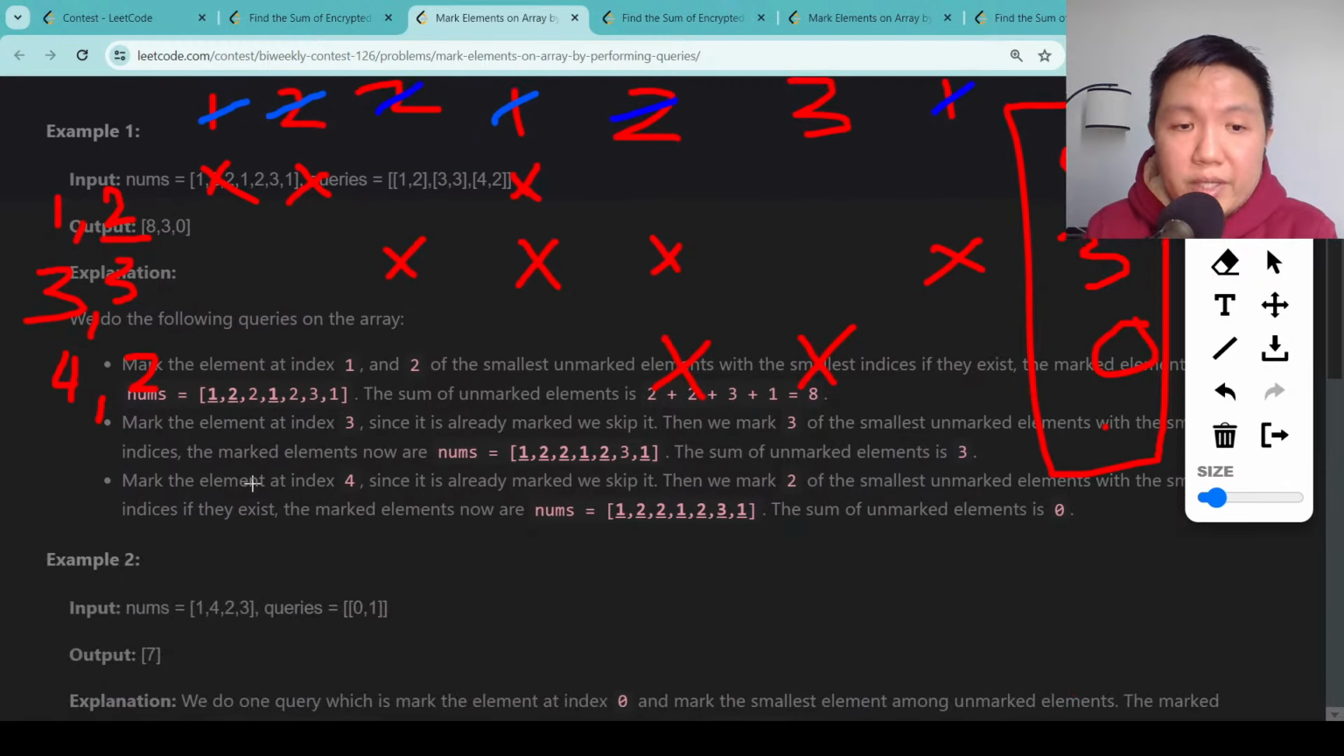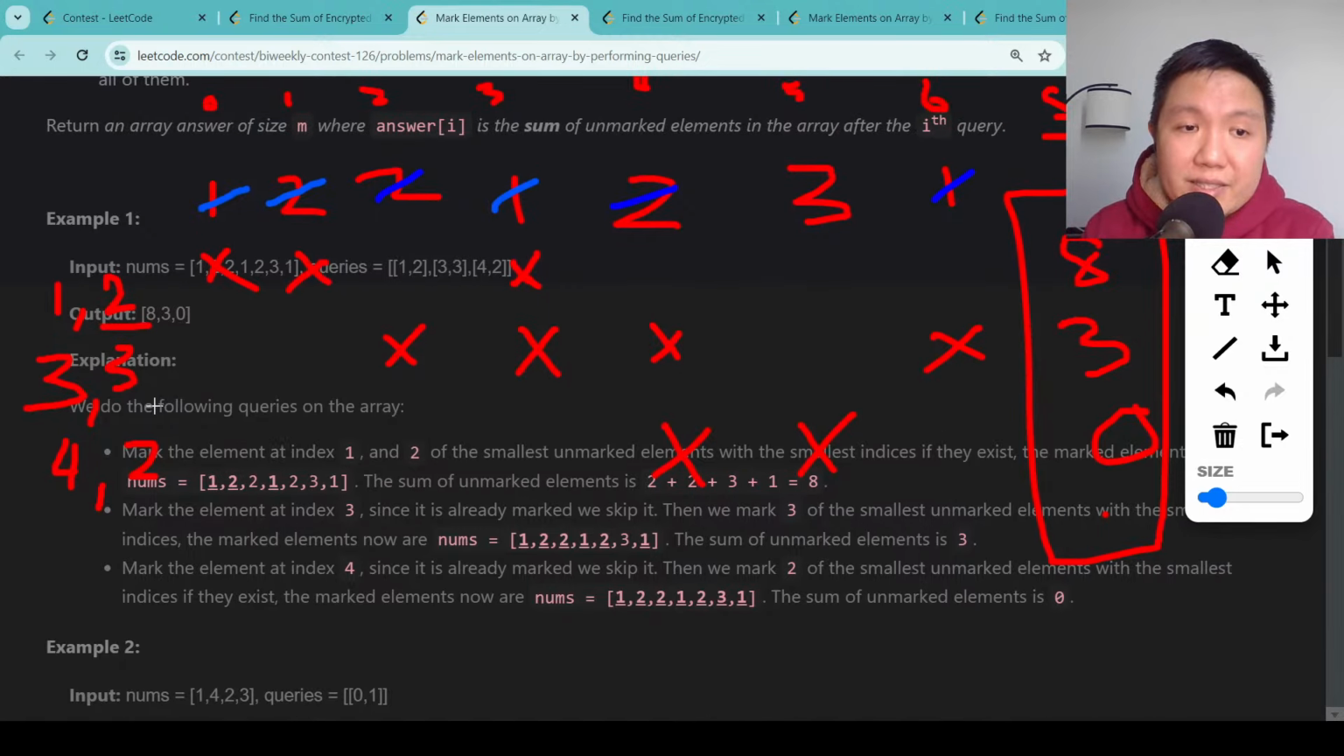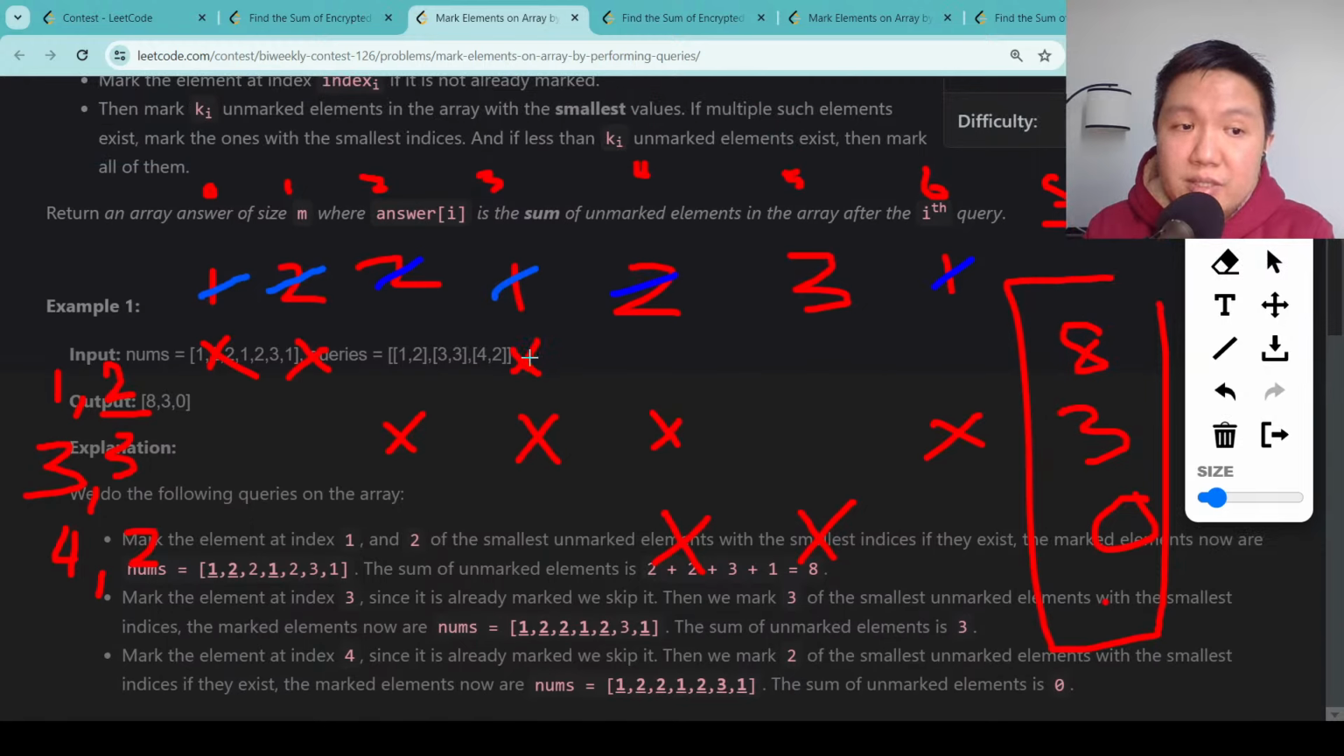Okay? So how do you solve it? Well, you solve it exactly the way you did it. What you want to do is keep track of who is alive and who is killed. And then for each query, just execute the query. Just kill the person at index I, which is easy, and then find the k smallest people to kill. So this part is actually trickier.